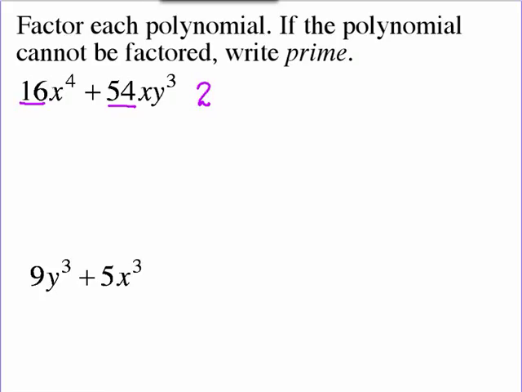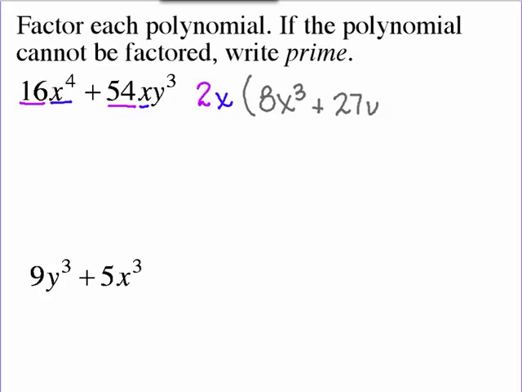Now I'm going to look to see if there are any other variables in common. X to the 4th and x. So I'm going to take out an x. Let's see what I'm left with. If I take a 2x from 16x to the 4th, I'm left with 8x cubed. If I take a 2x from 54xy to the 3rd, what am I left with?